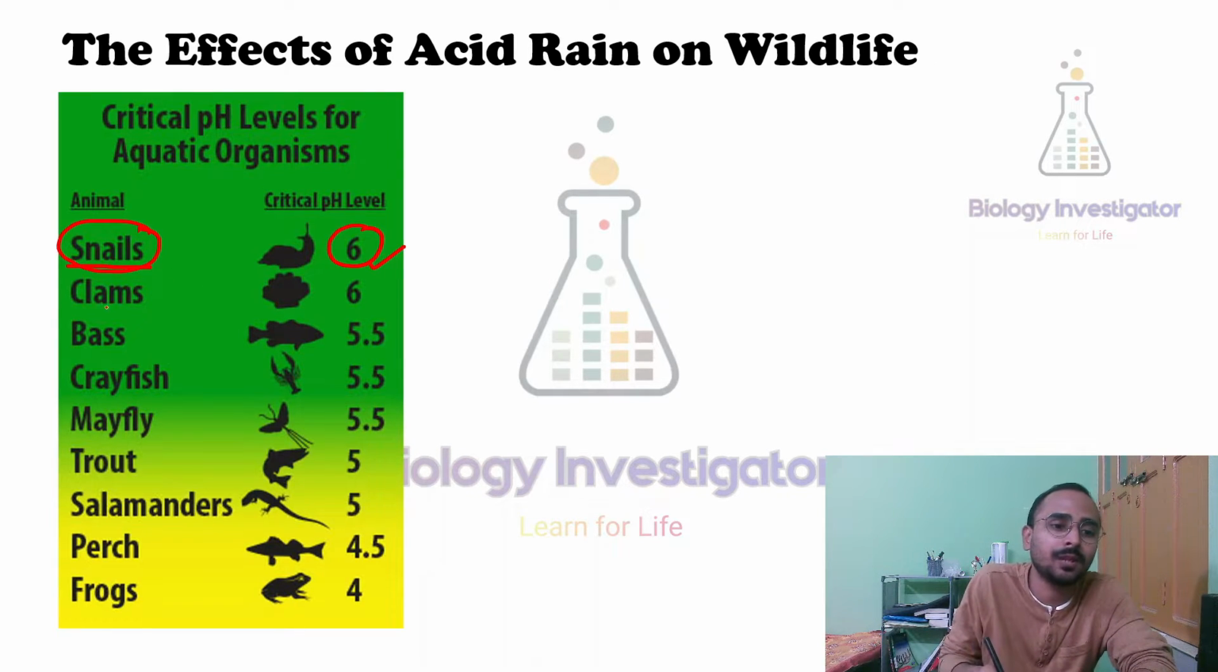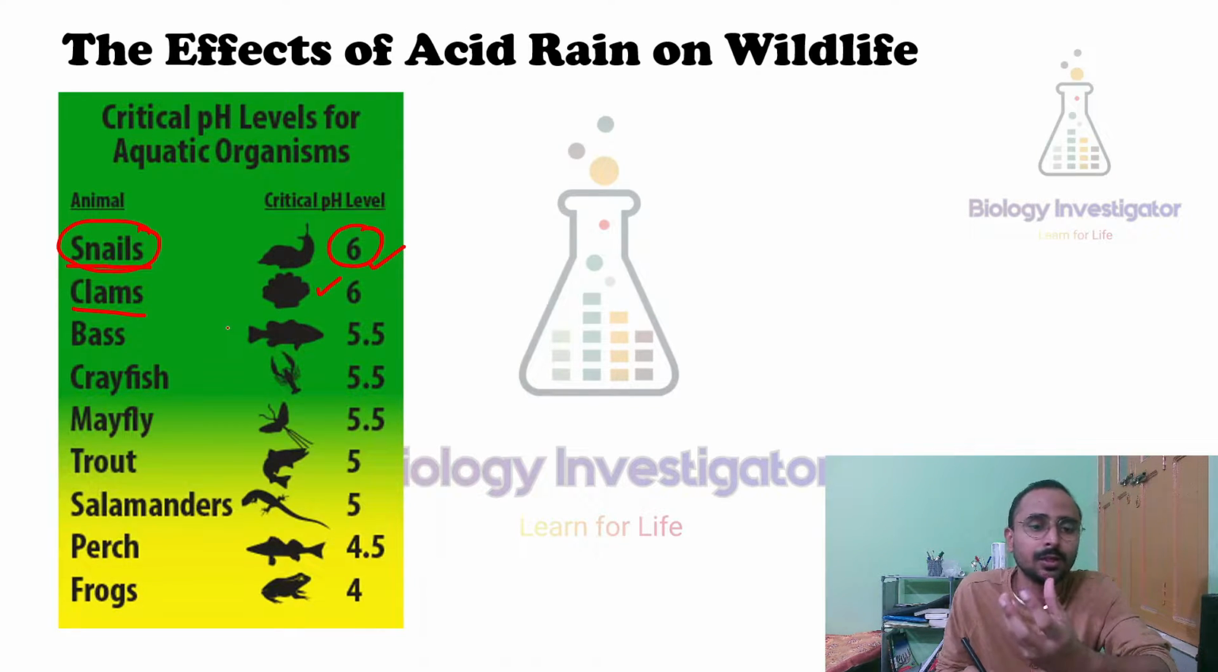And clams means this is some form of oyster, or in Bengali, ঝিনুক বা মুক্ত, কিছু এক ধরনের মুক্ত, সেটা বলা হয় clams. So clams also cannot survive below 6 pH. Okay, this is a critical pH for clams. They can survive in alkaline water, but they cannot survive in acidic water. So acidic water is not suitable for them.